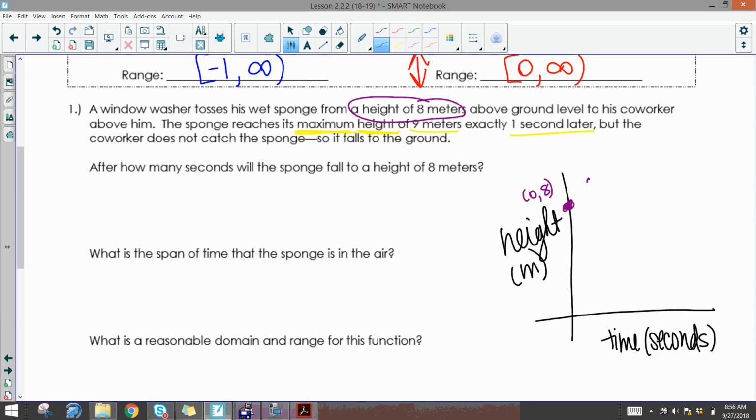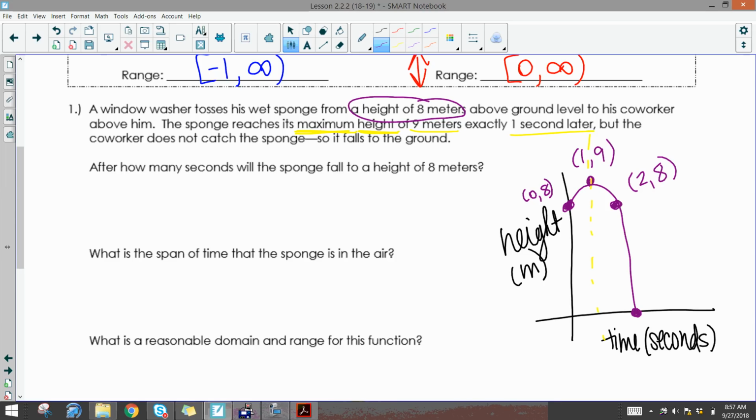So then we have this point, which is 1 for time and 9 for height, but then it falls to the ground. Okay, so we know just based on symmetry, if this is the maximum, then I can go ahead and draw on my axis of symmetry, right? So then I can also put a point right here at the point 2, 8 using symmetry, and just kind of give myself a little bit better picture. And then it hits the ground.